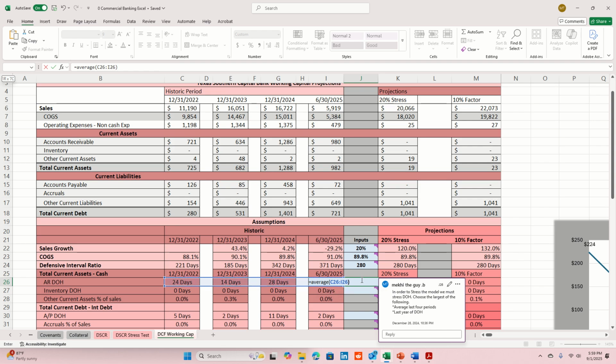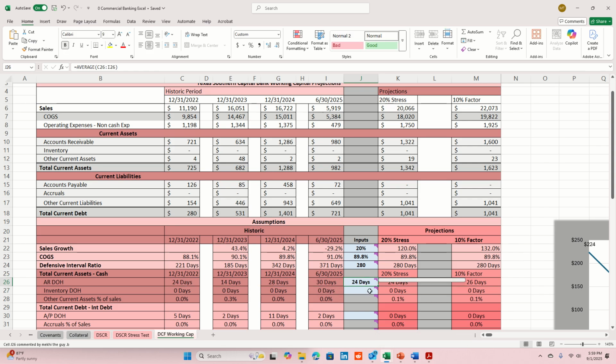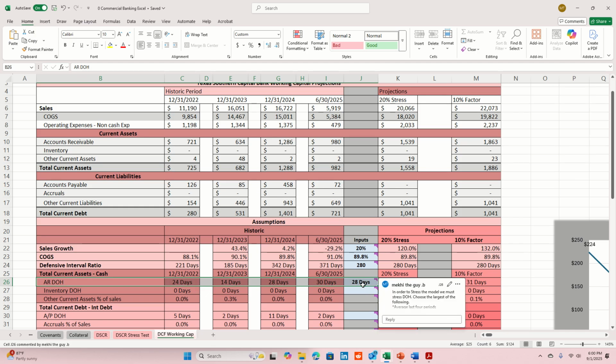Okay. Close parentheses, enter. 24 days. So 24 days is less than 28 days. So now we're going to do 28 days. And the reason why we want to assume 28 days is because, unlike this, this is telling us how many days we have until we run out of cash. This is telling us how long it takes for us to get paid. So it takes us 28 days for our customers to give us cash for the sales that we've made.